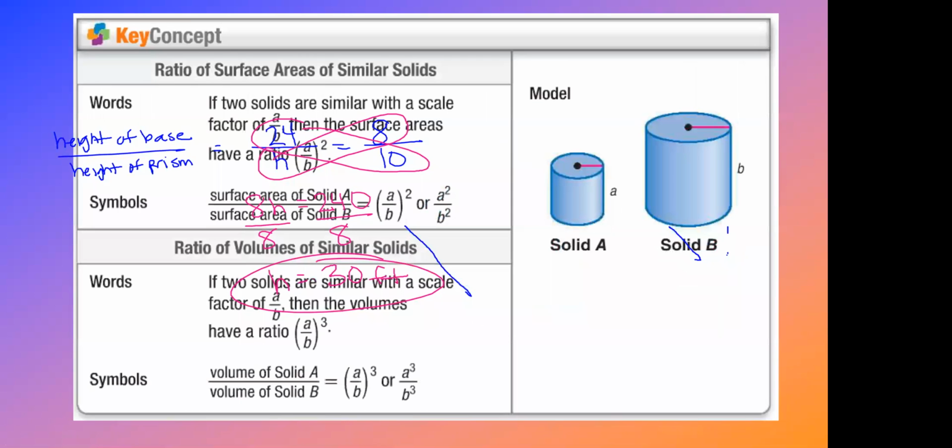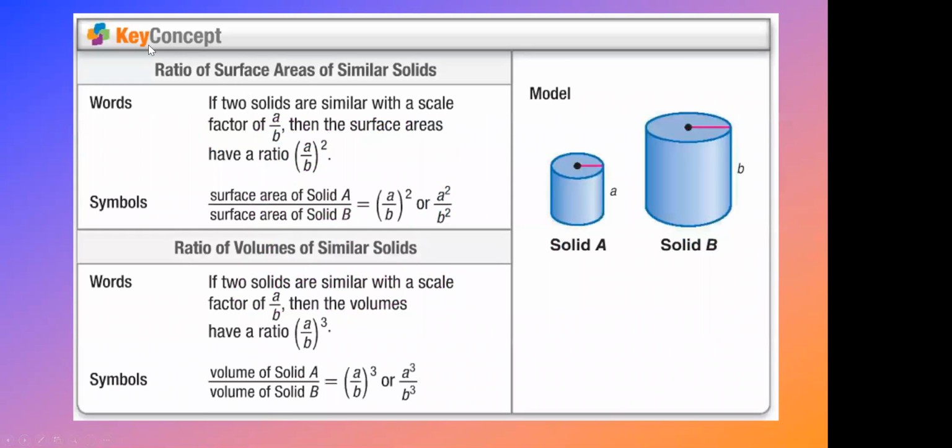All right, finally in this section, it talks about the ratio of surface areas of similar solids and also the ratio of the volumes of similar solids. We can take the surface area of one solid over the surface area of another solid, and if we know their scale factor, then we can figure out one of these missing pieces. So let's take a look.